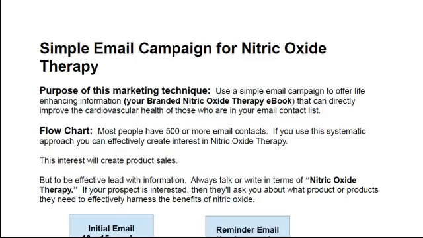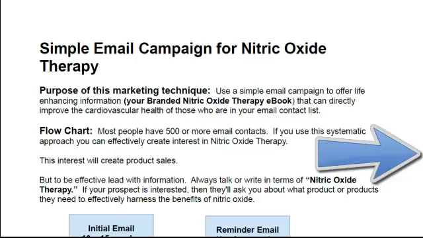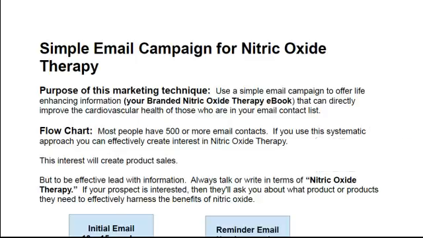This is the video. To the right of this video, you see a link to a PDF where you can click on that link and download this PDF to your computer so that you would have this information in front of you. But let me walk you through the PDF so that you understand the information and some of the nuances of what we're trying to help you understand. So here's the purpose of this marketing strategy. It's to use a simple email campaign to offer life-enhancing information. In this case, your branded nitric oxide therapy ebook.